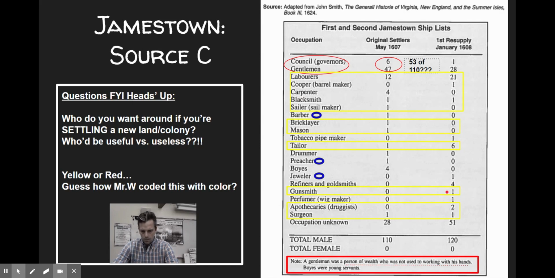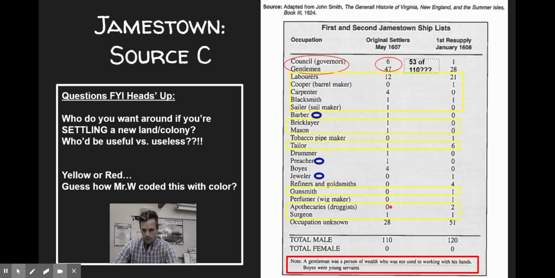And then on the next shipment, they only brought one? That's crazy. Even all these ones that are absolute necessities in my mind, the only thing they're bringing more of is laborers, just kind of general laborers. Man, and they brought more gentlemen. The gentlemen want more people to work for them and do the work. That is still, in my mind, not going to be a successful colony.